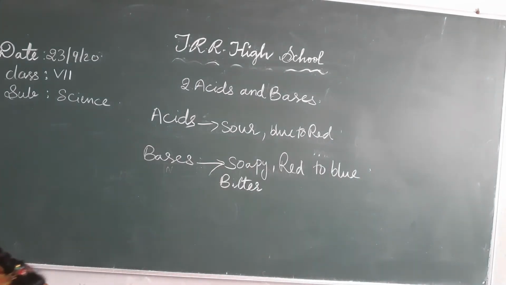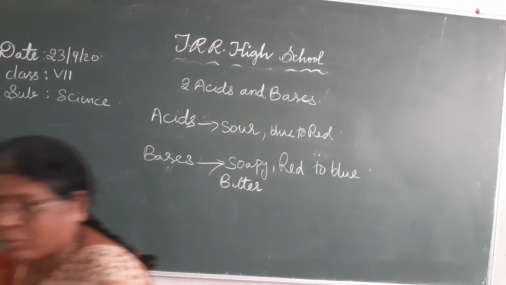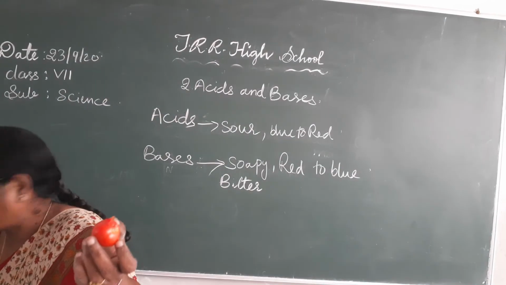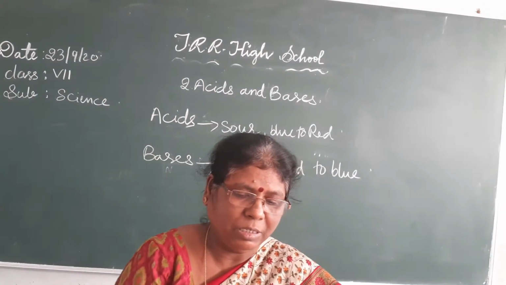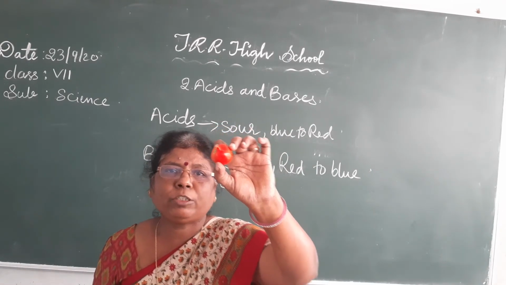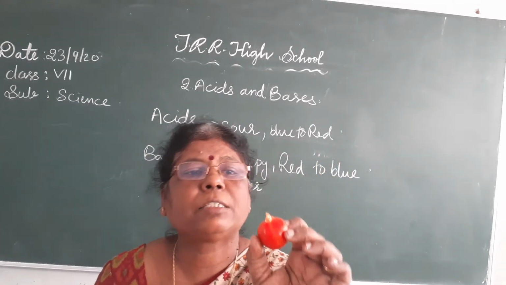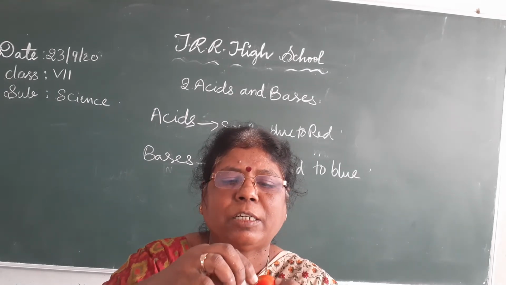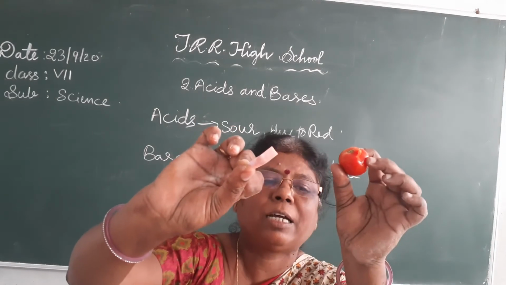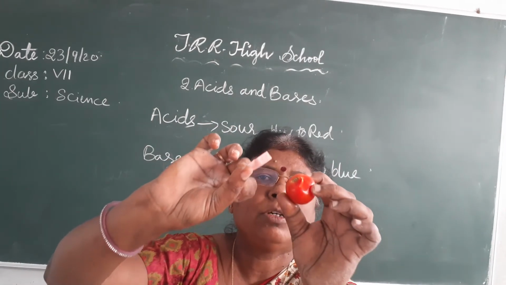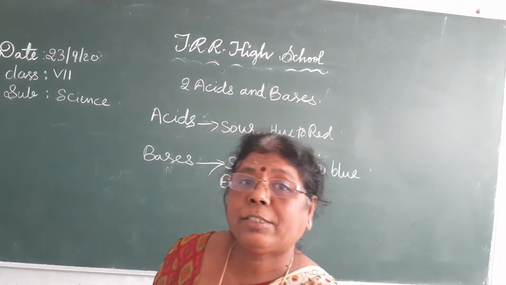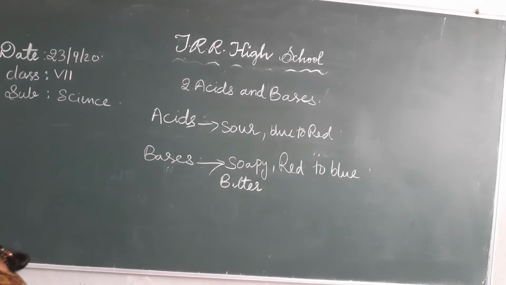Now another example I will show you. What is this, children? Tomato. Now here I am showing you. Is the tomato acidic or basic? Just touch it. What color are you getting, children? Red color. Blue litmus changes into red color. So tomatoes are also acidic in nature.